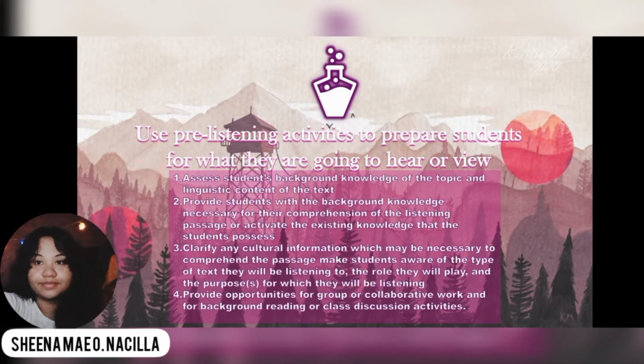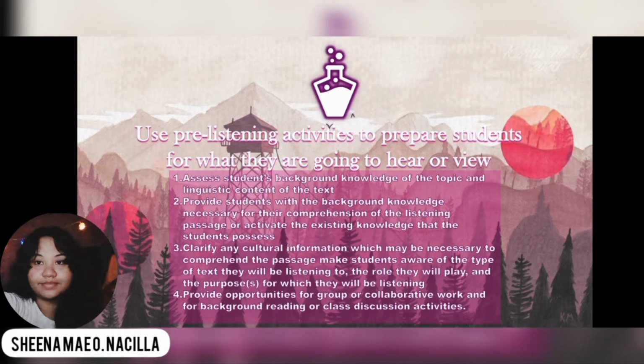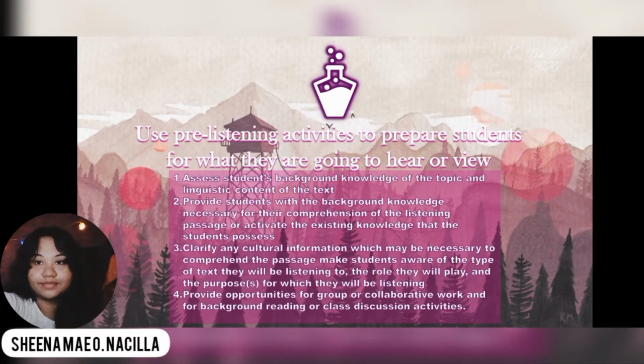Next, the second use of pre-listening activities is to provide students with the background knowledge necessary for their comprehension of the listening passage, or activate the existing knowledge that the students possess. Through pre-listening activities, you can give the students a relevant activity that could recall their comprehension about the topic, or help them remember previous discussions or lessons they have learned before.